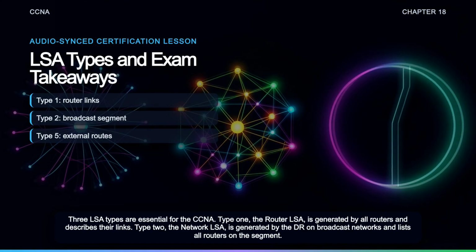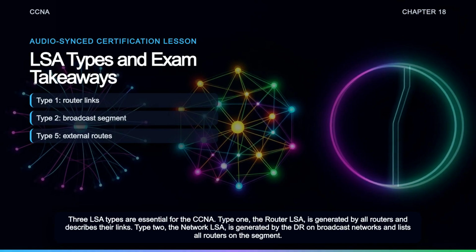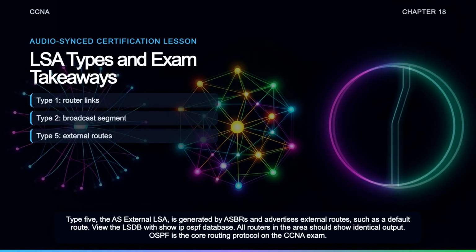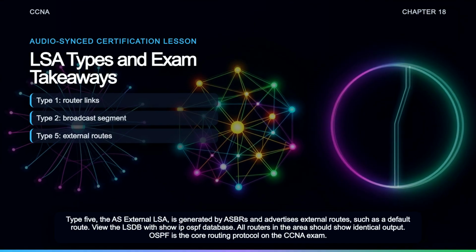3 LSA types are essential for the CCNA. Type 1, the router LSA, is generated by all routers and describes their links. Type 2, the network LSA, is generated by the DR on broadcast networks and lists all routers on the segment. Type 5, the AS external LSA, is generated by ASBRs and advertises external routes, such as a default route. View the LSDB with show IP OSPF database. All routers in the area should show identical output.